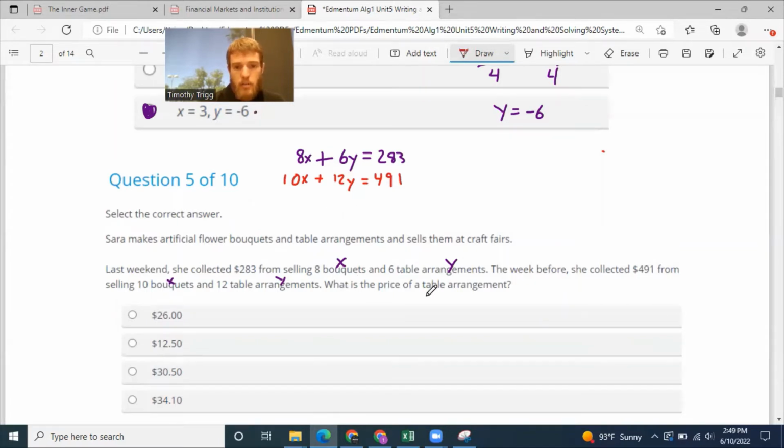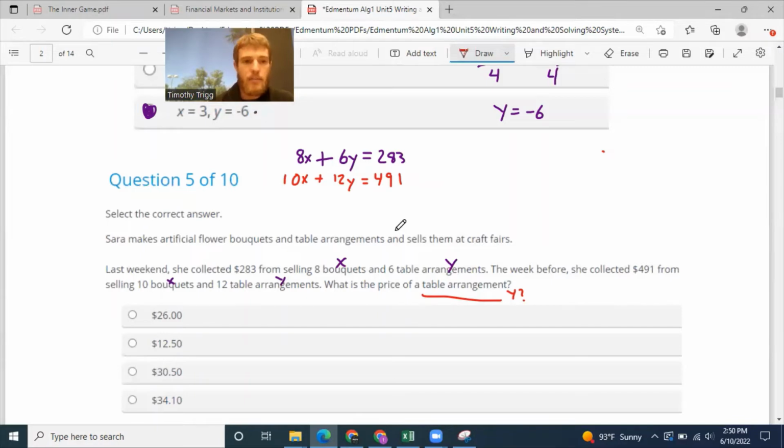Here it's asking, what is the price of the table arrangements? So really they're asking, what's the value of Y, right? What's the value of Y? So since they're asking us for Y, we probably want to eliminate the X's, okay?